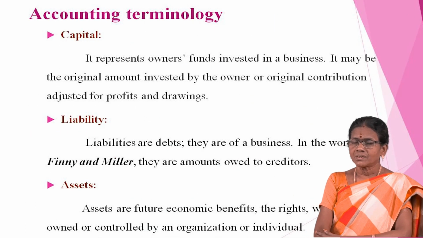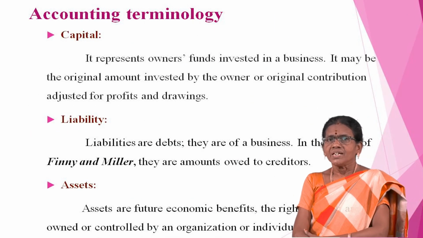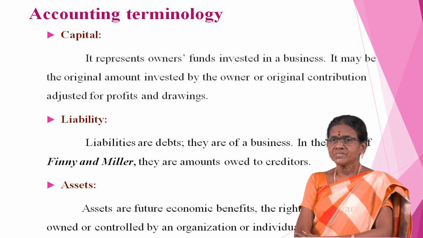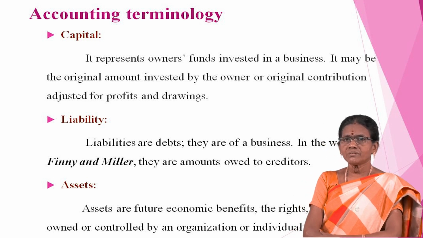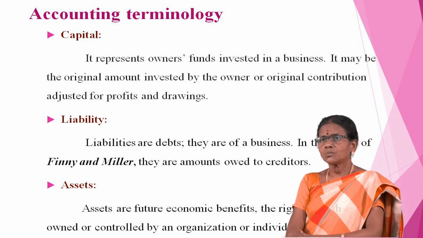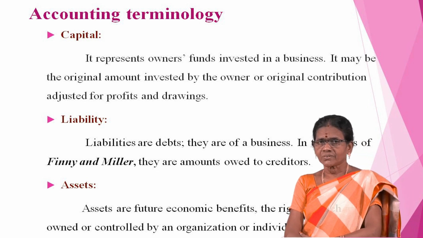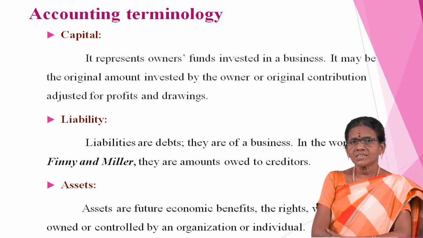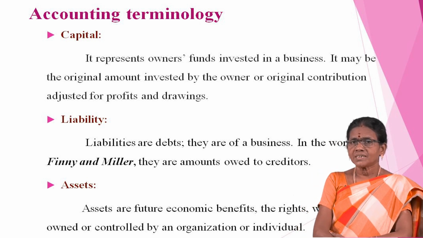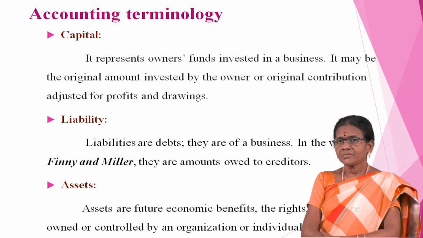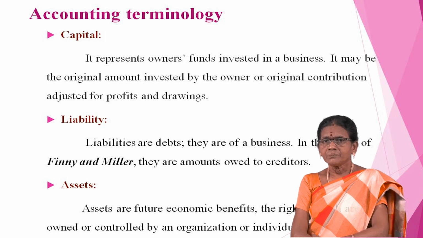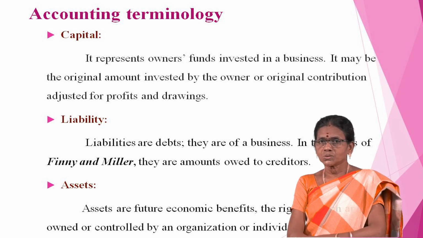Then capital. What is meant by capital? It represents the owner's funds invested in a business. It may be the original amount invested by the owner or original contribution adjusted for profits and drawings. Then liability. What is liability? Liabilities are the debts of a business. In the words of Finney and Miller, they are the amounts owed to creditors.